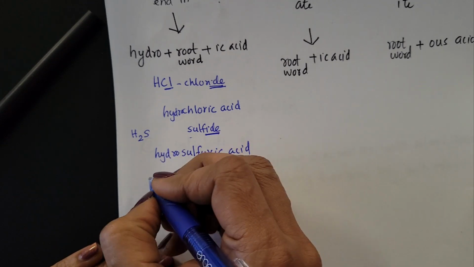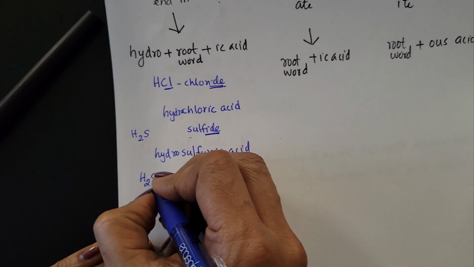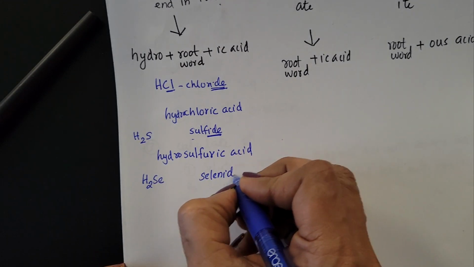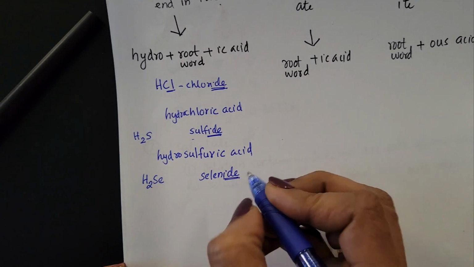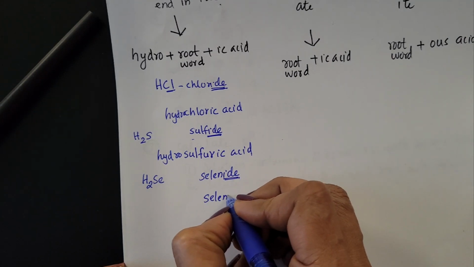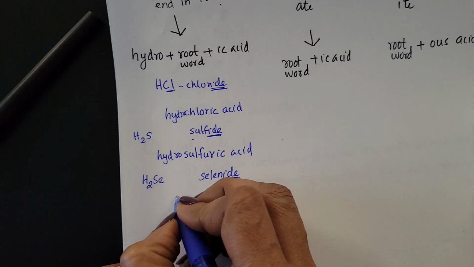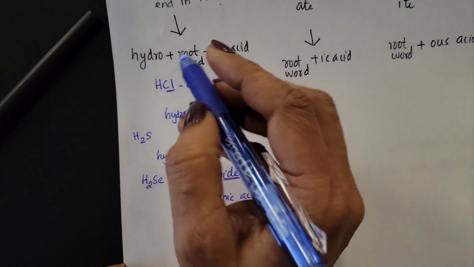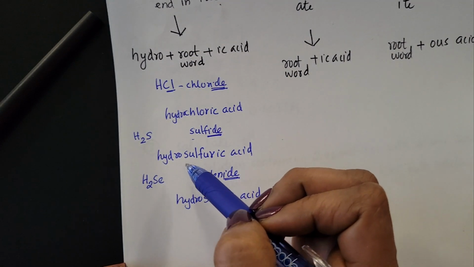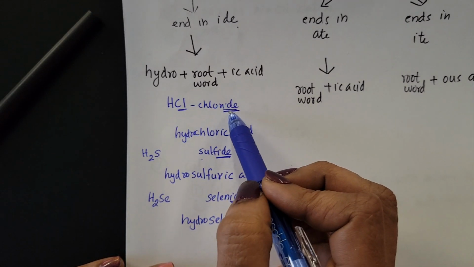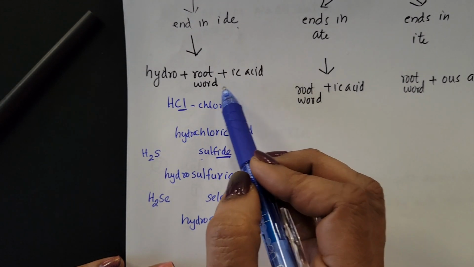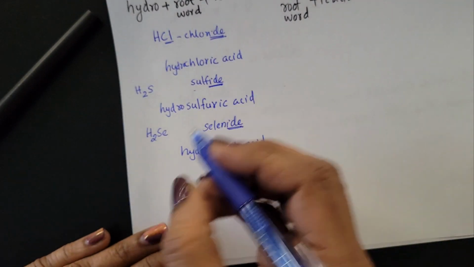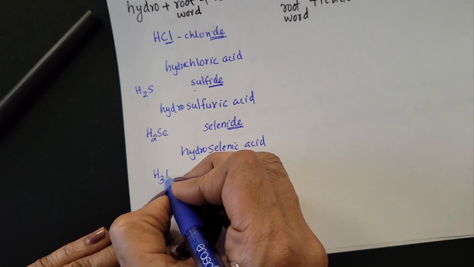Let's see another example which is H2Se. Okay, that is selenium. We can say the anion's name is selenide. Replace the IDE with IC acid, which is selenic, then acid, add a prefix: hydroselenic acid. So one more time, if it is a single element, we are replacing the anion's name with IC acid, like the root word with IC acid, then adding the prefix hydro. And exceptions only for phosphorus and sulfur.